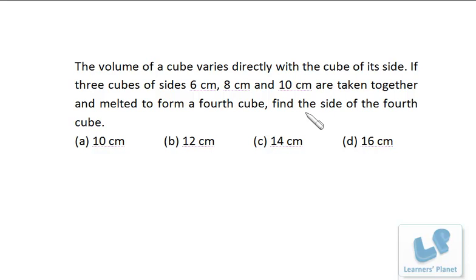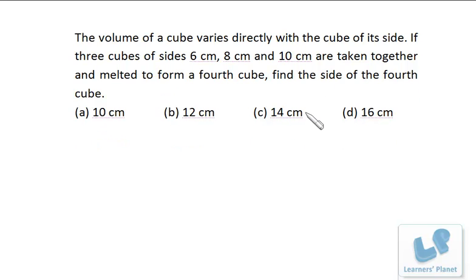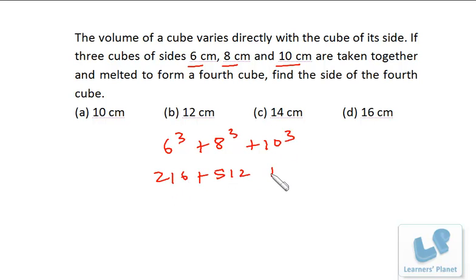Now let's see this question. The volume of a cube varies directly with the cube of its side. If three cubes of side 6 cm, 8 cm and 10 cm are taken together and melted to form a fourth cube, find the side of the fourth cube. That means the volume of the fourth cube will be 6 cube plus 8 cube plus 10 cube. That is 216 plus 512 plus 1000, that is 1728. That means the volume of the fourth cube will be 1728 centimeter cube.